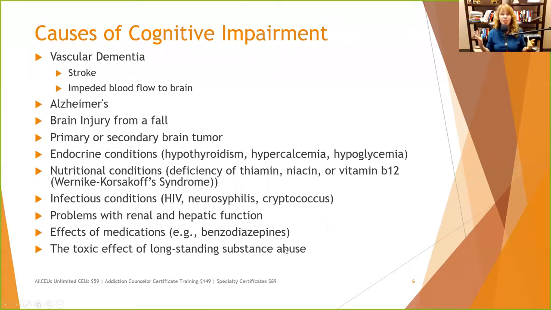So what causes cognitive impairment? And this is really important for us to pay attention to, because we can identify symptoms of cognitive impairment in younger people as well as older people. Vascular dementia from stroke. Stroke can be caused by high blood pressure. It can be caused by anything that cuts off blood supply to the brain, whether it's autoerotic asphyxiation or overdose on system depressants, where the heart stops beating or is beating so slowly that enough oxygen's not getting up there. Anything that impedes blood flow to the brain. It can also be caused by severe head injuries that may cause a blood clot or something. So you want to be aware.